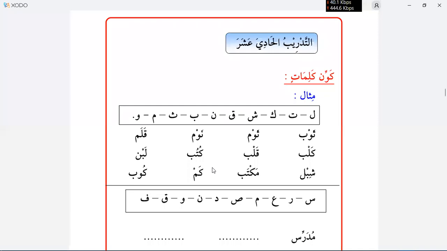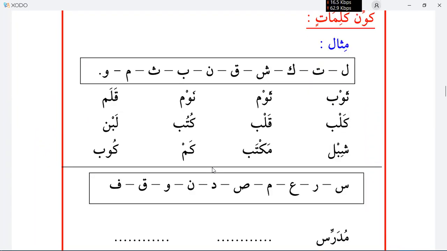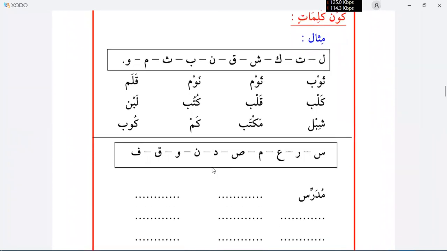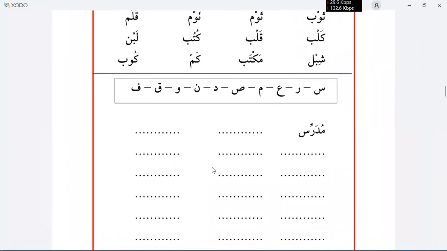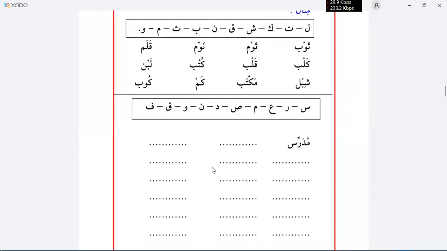Exercise eleven: make words. Words are already made here. What we need to do? In the second exercise, we need to make the words. The one word that is written here, teacher. Anyone make a word? Souk. Okay, souk, market.